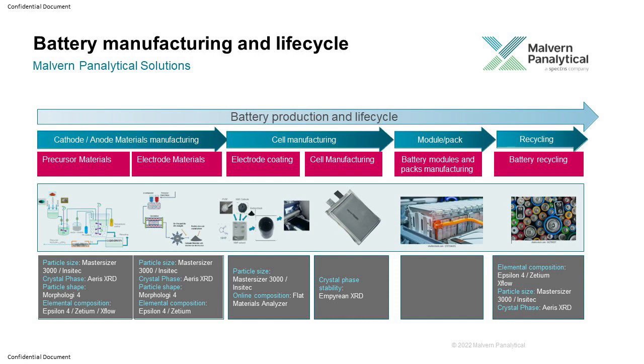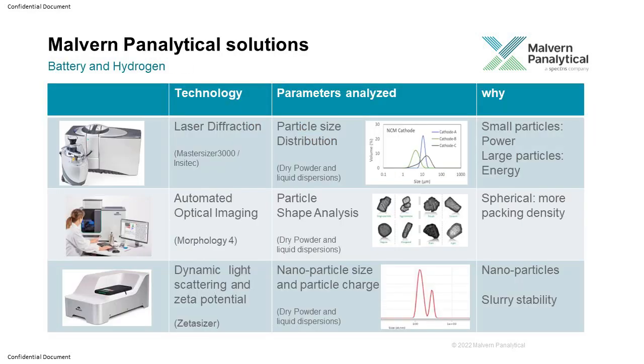And finally, for the end use, when these materials are being recycled, elemental composition is the most important because that has the value. That is how the value of the battery comes. But other parameters like the particle size and crystal structure are also important. Okay, just 2 slides about an overview of our solutions, why these are important.